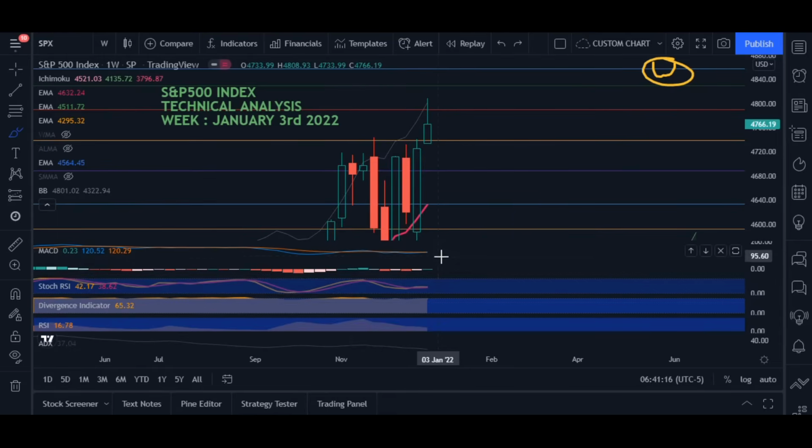Now comes the stock RSI. If you see, the K channel is 42 and the D channel is 38, 39. So K is more than D, which means it is still supporting the bull movement. So the stock RSI is supporting the bull movement. It is weak, but it is still supporting the bull movement.